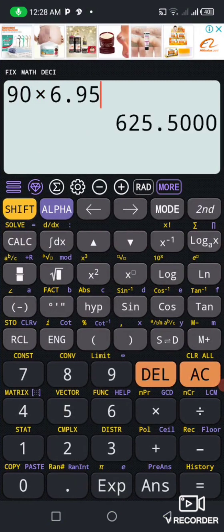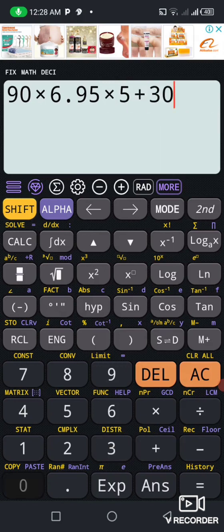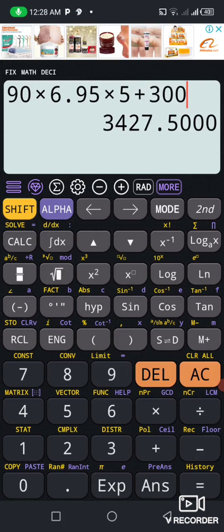This is the formula to calculate the profit. 90 upon 6.95, which is the p value, times the total lot size. Now you are making $3,000 plus. That means you have taken your $300 to $3,000 plus. Are you getting it? That's the power of point action.